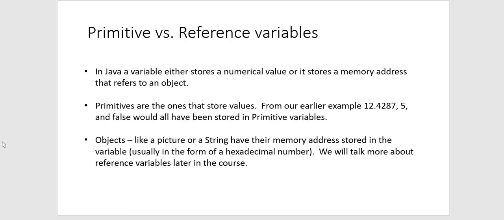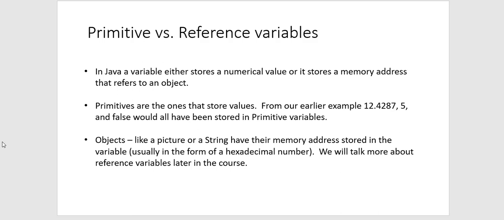So in Java, we create these variables, and we talked earlier about data. Well, these variables will store data, and we're going to talk about two different types of data. There's a primitive data type, and then there's a reference variable. Variables that'll store primitives versus variables that'll store references. So in Java, a variable either stores a numerical value of some type, or it stores a memory address that refers to an object. Primitives are the ones that store values.